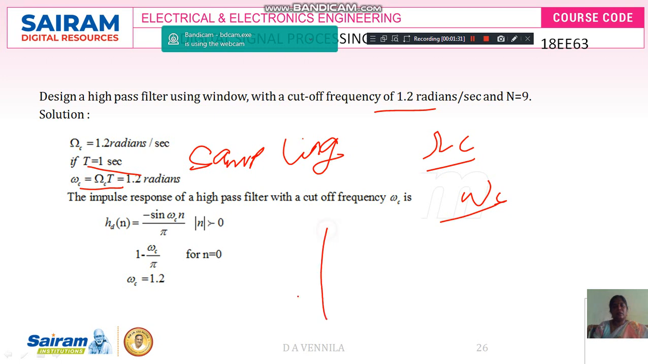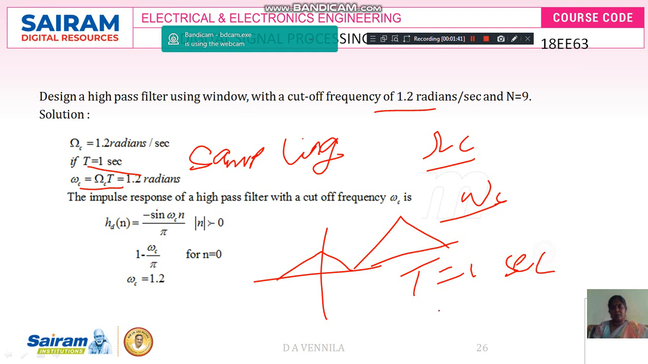Always, as I told, in order to overcome the overlapping between the higher samples and lower samples, we have to take the sampling period equal to 1 second. That is a common concept, the rule for sampling any signal.